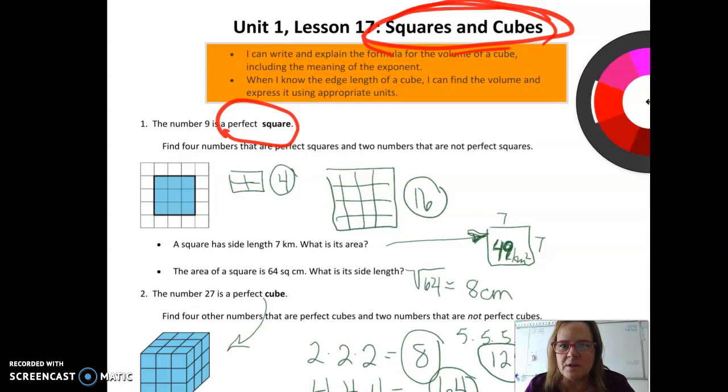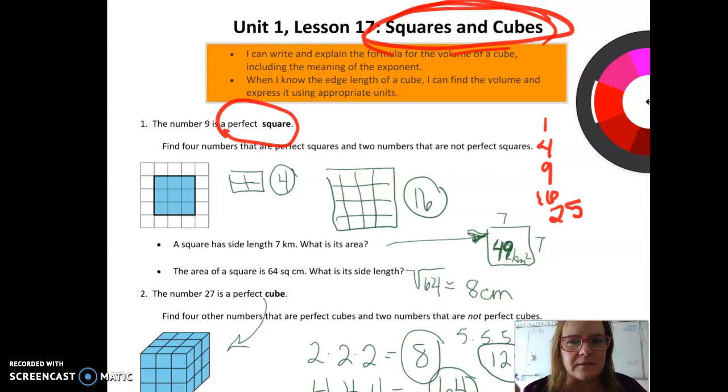All right, you have to find 4 numbers that are perfect squares and 2 numbers that are not perfect squares. So I'm just going to list the perfect squares through 100. 1 is a perfect square because 1 times 1 is 1. 4 is a perfect square because 2 times 2 is 4. 3 times 3 is 9, so 9 is a perfect square. 4 times 4 is 16, so 16 is a perfect square. 5 times 5 is 25, so 25 is a perfect square.